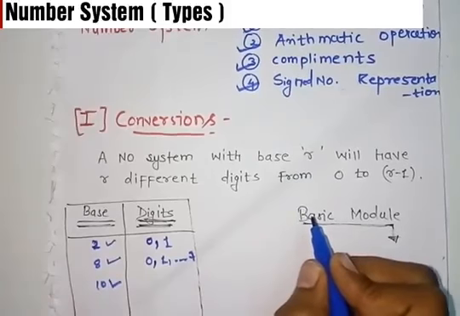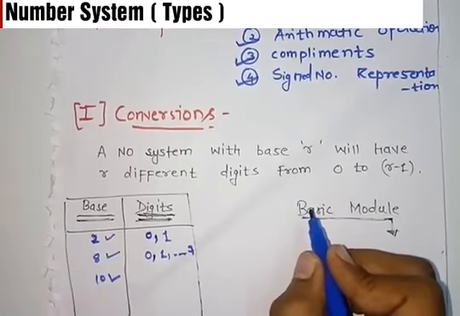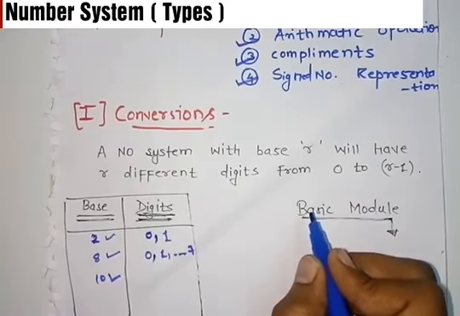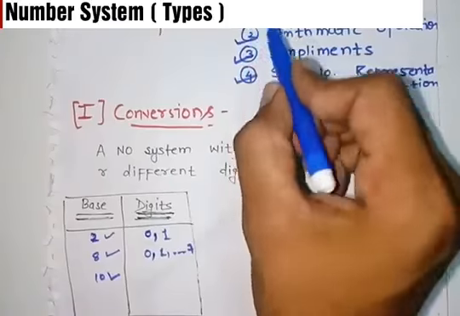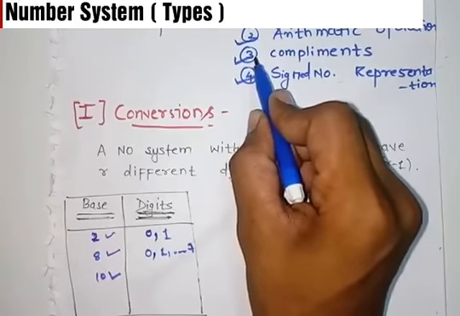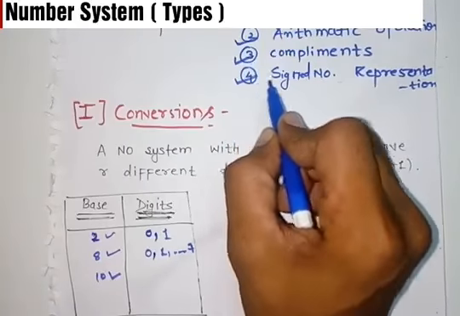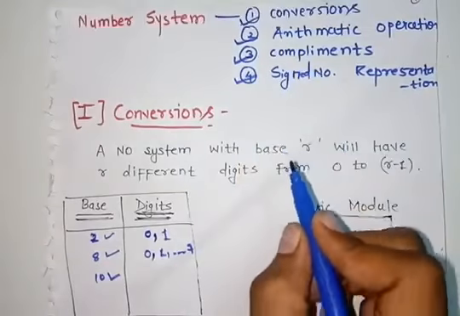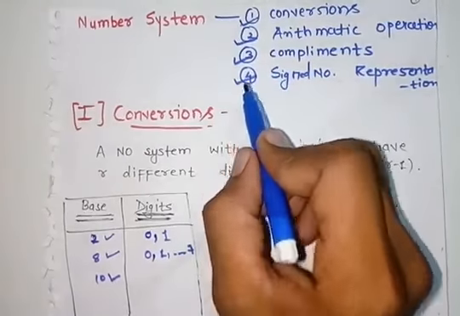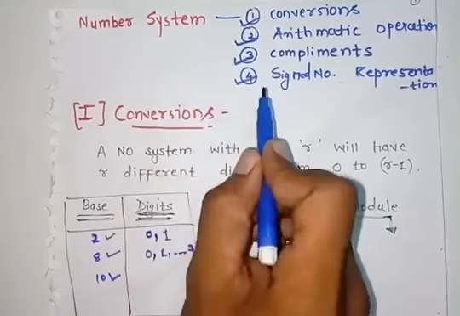Welcome. Today's topic is number system. On the basis of previous year GATE papers, I divided number system into four parts. First one is conversion. Second one is arithmetic operation. Third one is complements, and fourth is signed number representation.